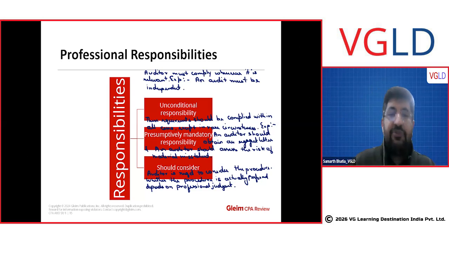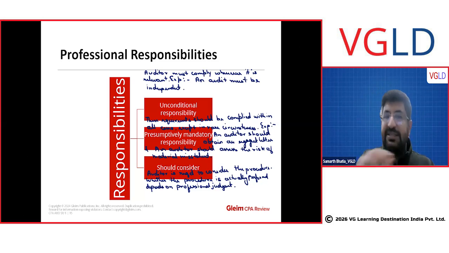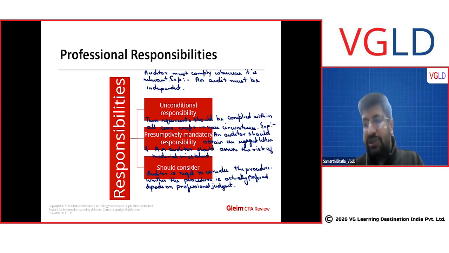So that is something they have to do, but it's not mandatory. We can't say it must be required. Why? Because it depends on auditor to auditor whether they have to do it or not. So that is why it is a presumptively mandatory responsibility. But it is dependent on the auditor. If they are not doing that, they have to specify the reason. They have to specify why they have not assessed the risk of material misstatement. This is something required, but it's dependent on the auditor.